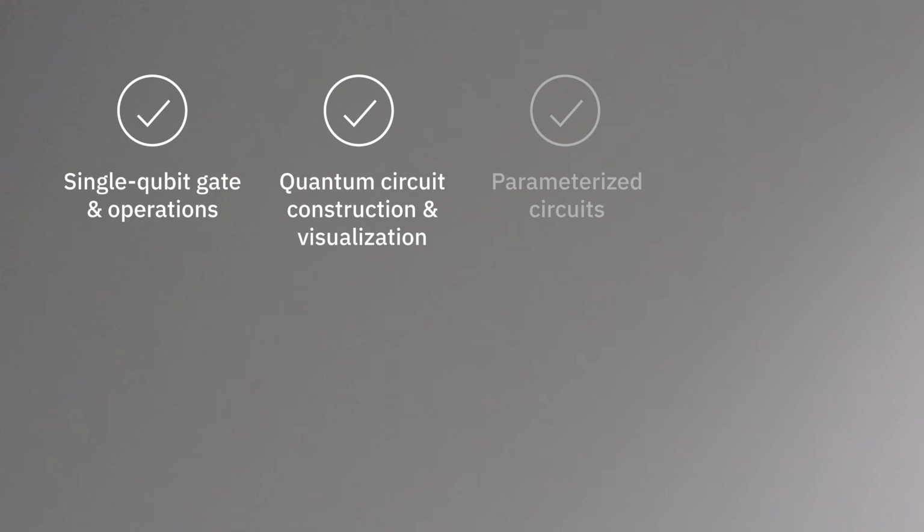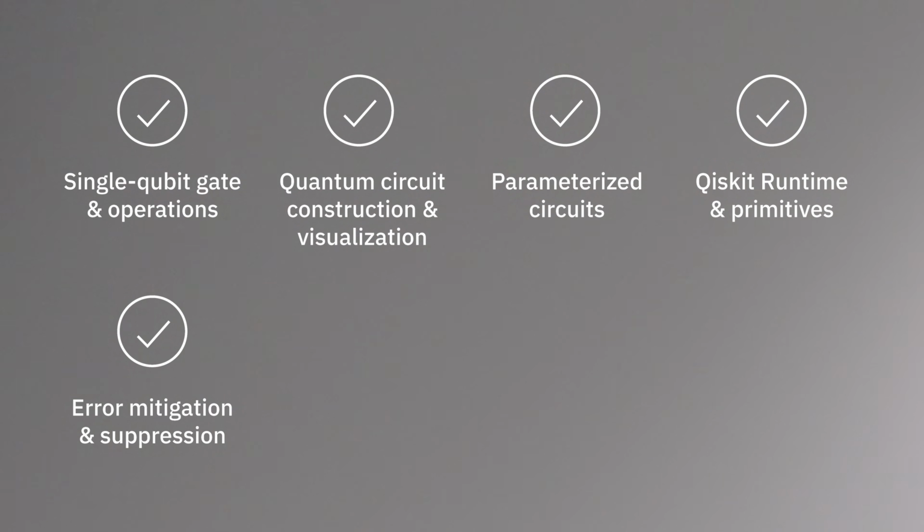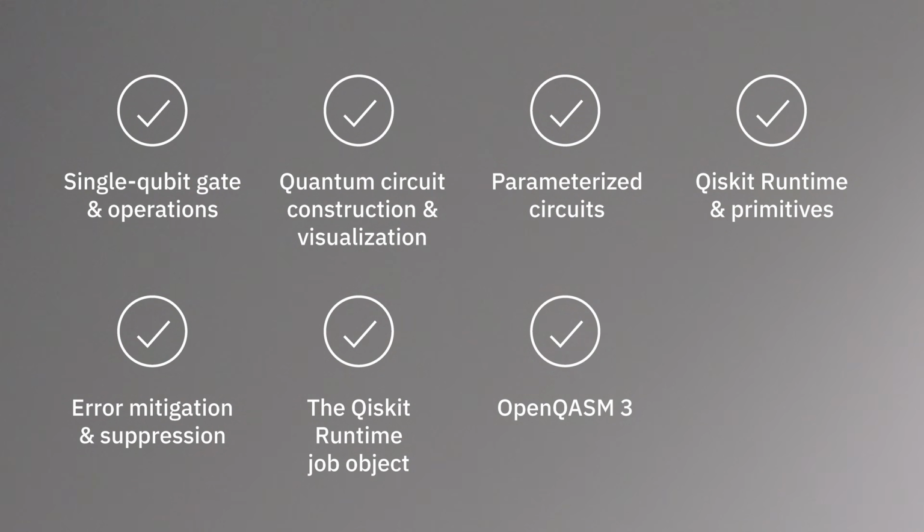visualization, parameterized circuits, Qiskit runtime and primitives, including the Sampler V2 and Estimator V2, error mitigation and suppression, the Qiskit runtime job object, OpenQASM 3, and finally, the Qiskit runtime REST API.